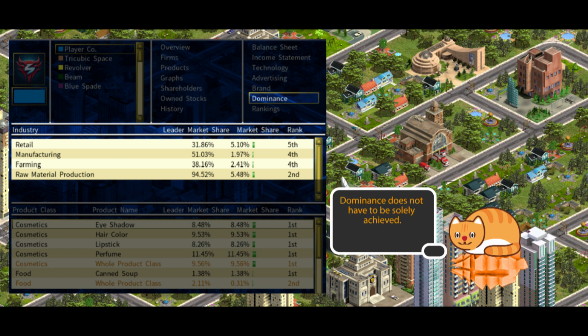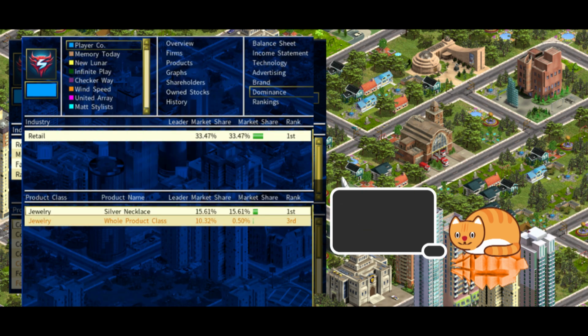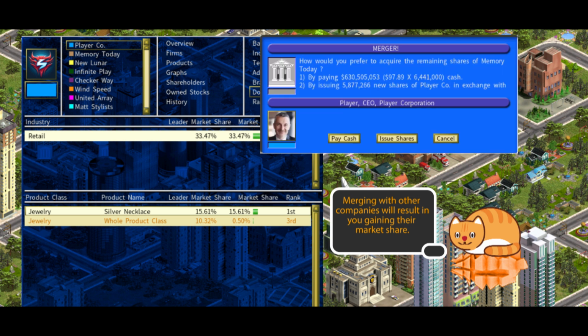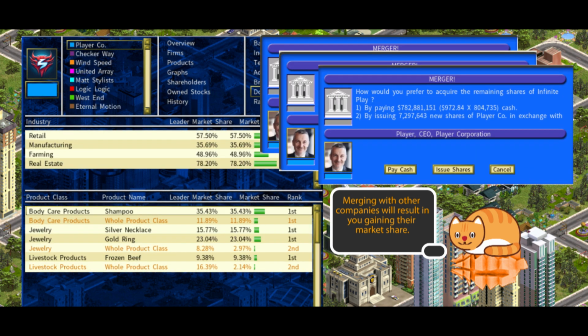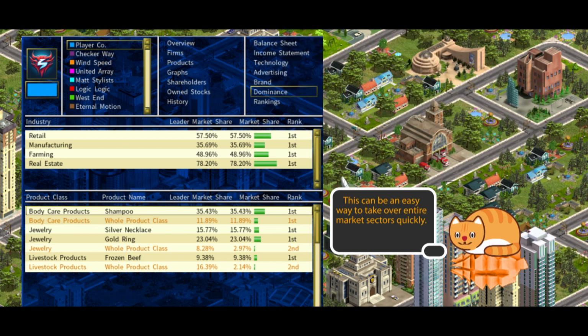Dominance does not have to be solely achieved. Merging with other companies will result in you gaining their market share. This can be an easy way to take over entire market sectors quickly.